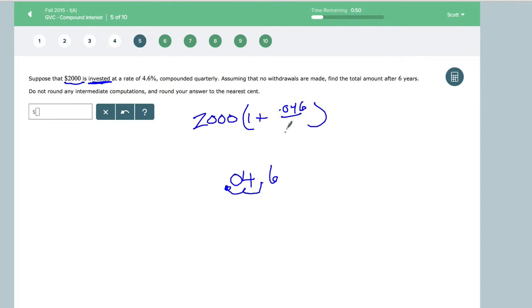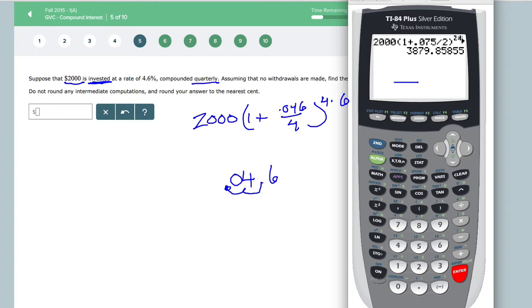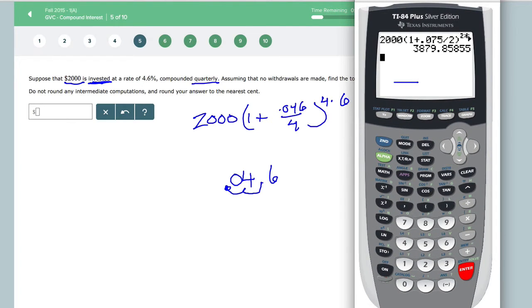And how much is it compounded? It's compounded quarterly, so there's 4 quarters in a year. So we're going to do that 4, and we have 6 years, so times 6. And then we look at our calculator, just enter it in. And if you don't have a calculator, there's plenty of calculators online, and I'll even put a link so that you can find one if you want.